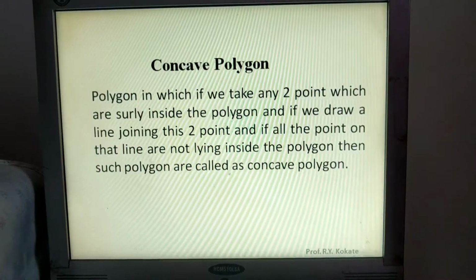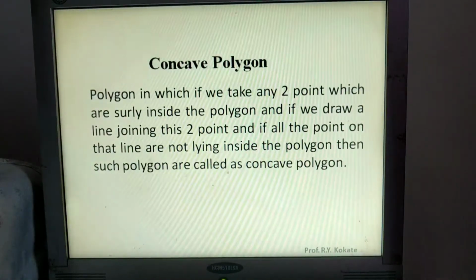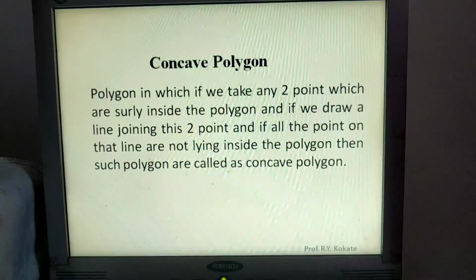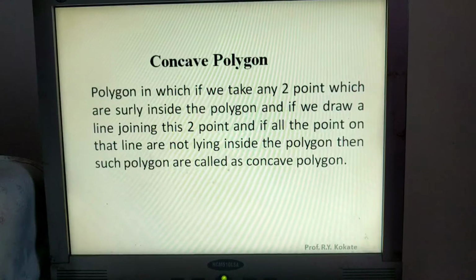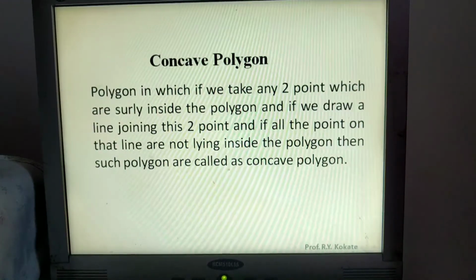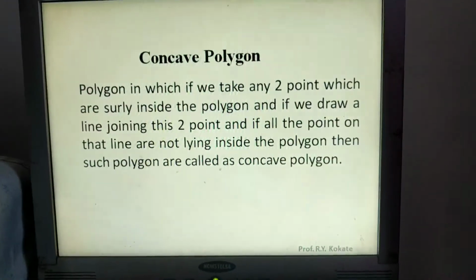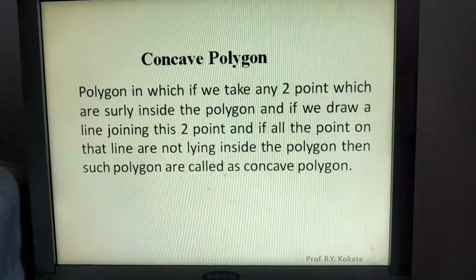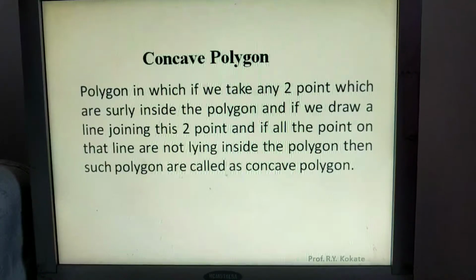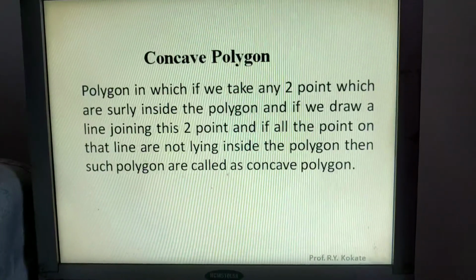Now we will see concave polygon. Polygon in which if we take any 2 points which are surely inside the polygon, and we draw a line joining these 2 points, and all the points on that line are not lying inside the polygon, then it is called a concave polygon.